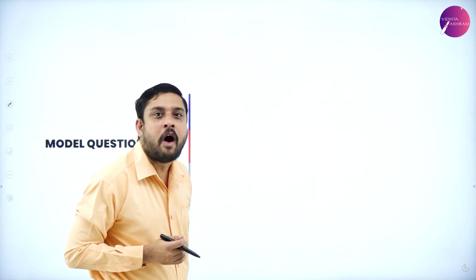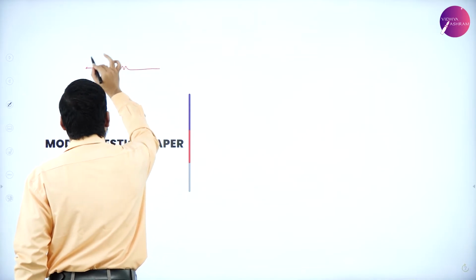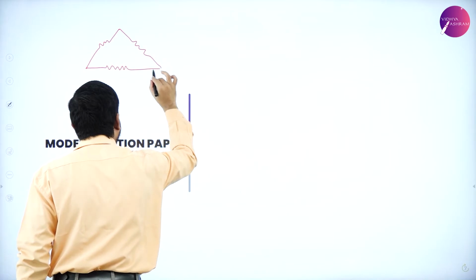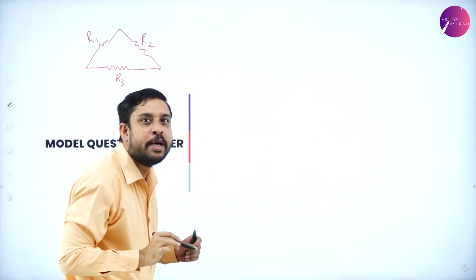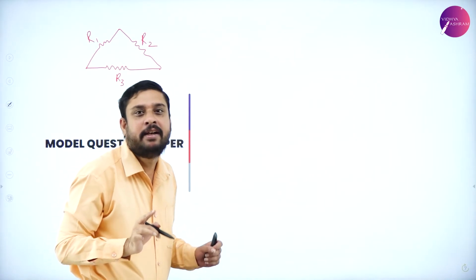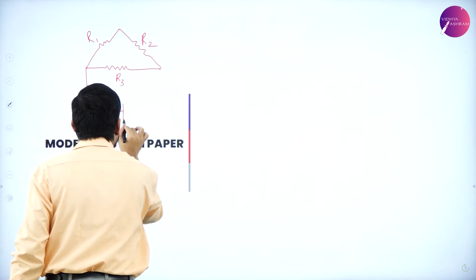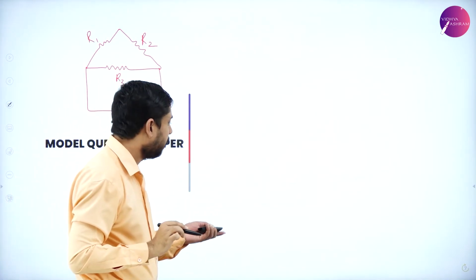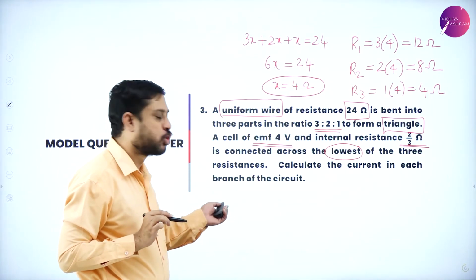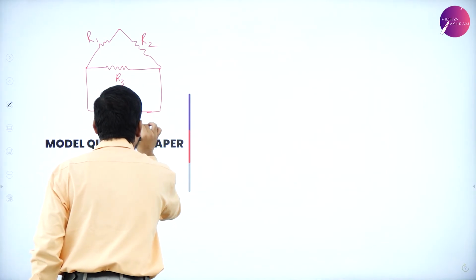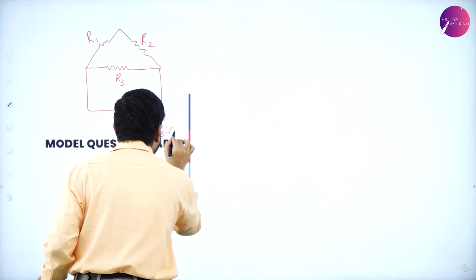Now the wire is modified as a triangle. So the given wire is modified as a triangle. This should be R1, this should be R2, this should be R3, because the cell has to be connected across R3, which is the lowest. So this is where I connect the cell. EMF of the cell is 4 volt. Internal resistance is 2/3 ohm.